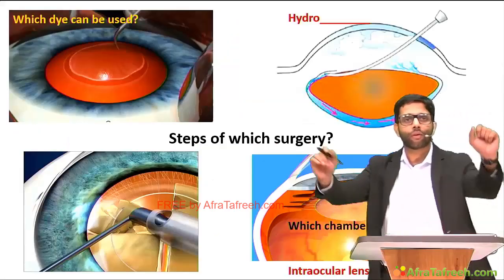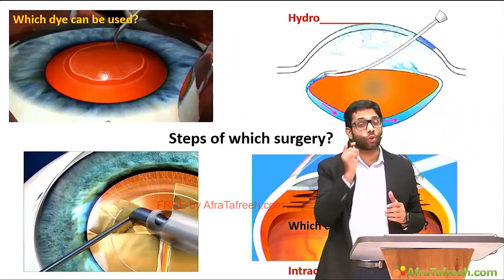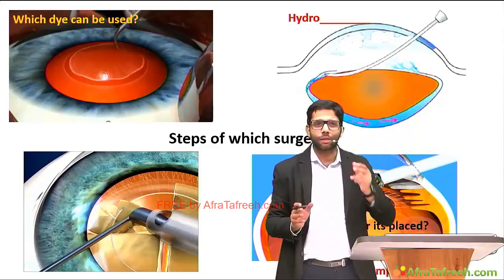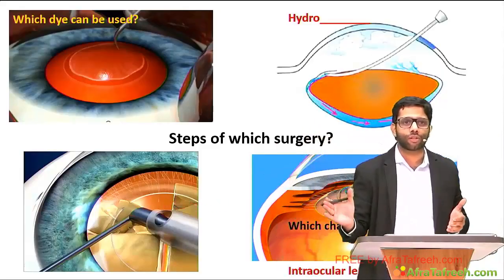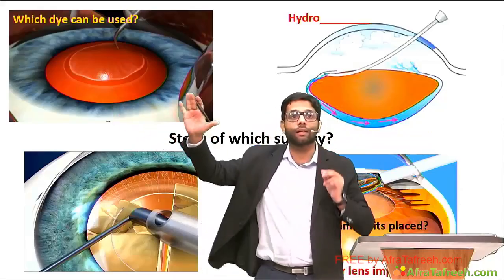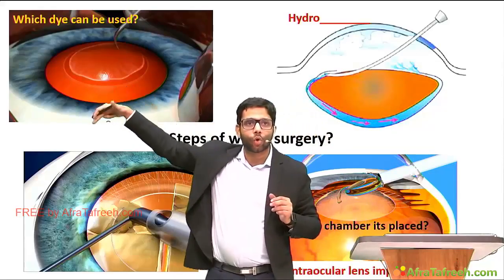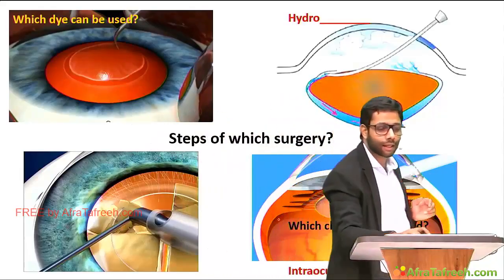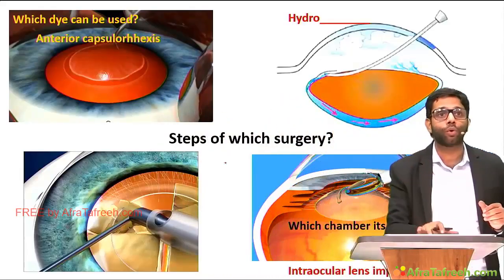Now, if there is a cataract, you have to do cataract surgery. One cataract surgery is very important. These are the steps of which surgery? What is this first step? This is an animation. This is a red reflex coming from the retina, and this is a circular opening in the anterior capsule known as anterior capsular rhexis. A blue color dye can be used here.